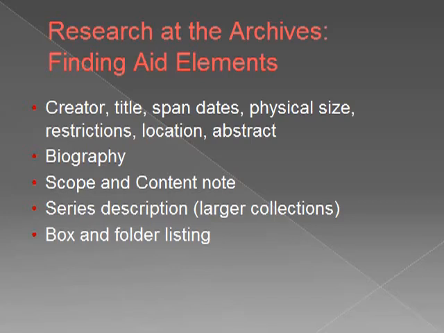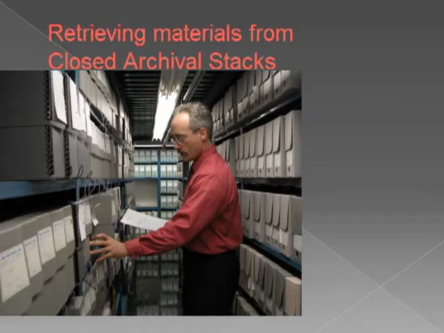Finding aids are the archival equivalent of an online public access catalog. The students, the researchers will then, after they use the finding aids, talk to the archivist, will fill out a call slip, and they will give the call slip to the archivist, who will then go back into the stacks, into the closed stacks area, and retrieve the material for the researcher. Public's not allowed back here.